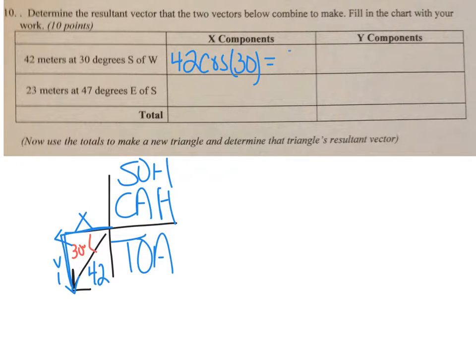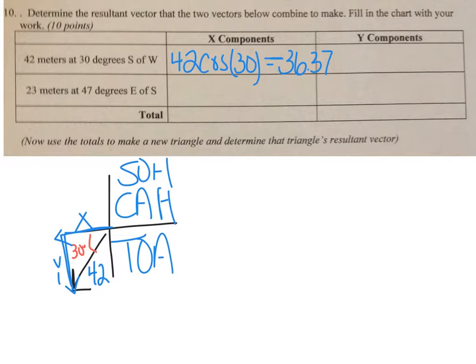You're going to get 36.37. Now this vector is going to the west here, so we're going to put a negative with our answer. And that negative is there just to tell you that it's going west.